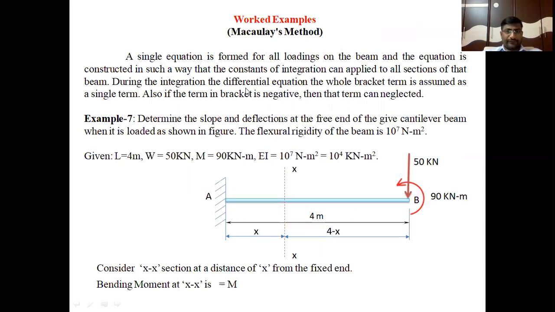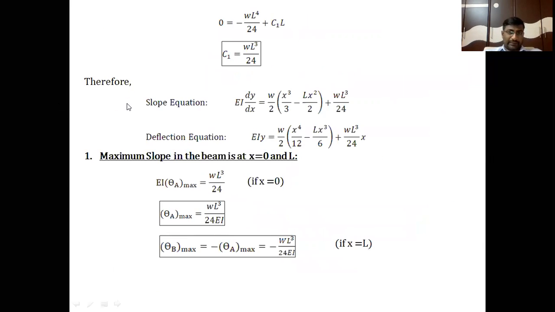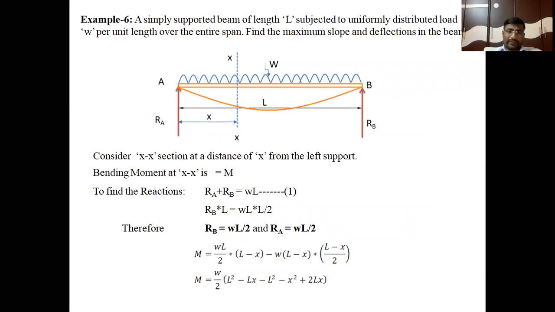During the integration of the differential equation, wherever there is a bracket term, the whole bracket term is assumed as a single term. So I have written here WL by 2 into (L minus x), isn't it? Finally, we simplified this equation, L into L, L square, L into minus x, minus Lx. But in the Macaulay method, we need not expand this formula. We need not multiply the other term with the bracket term.